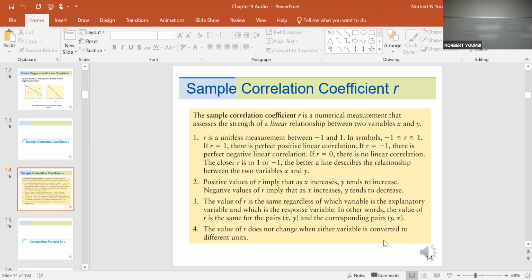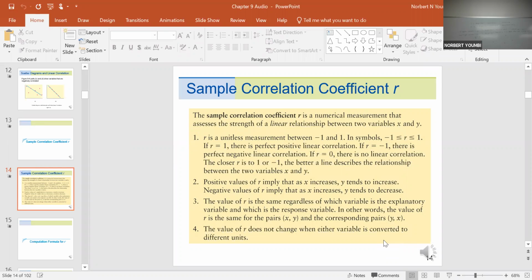And if R is positive, what do you think we can say? There is a positive correlation between X and Y. This is about the direction.